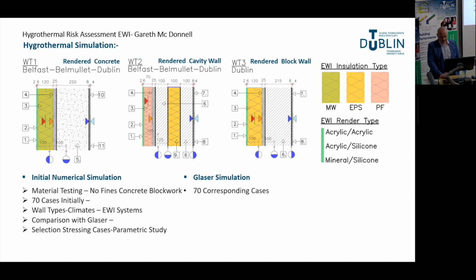Laser analysis and the initial numerical simulations were carried out on 70 cases featuring variations of mineral wool, phenolic foam, EPS, mineral render, acrylic render, and silicone render. These were applied to 3 wall types, in 3 different climate locations. The results from each method were analysed and compared, and also provided a basis for the selection in the parametric study.